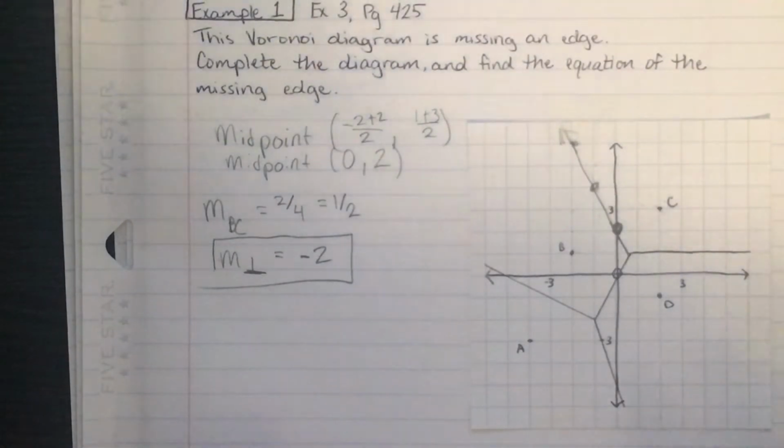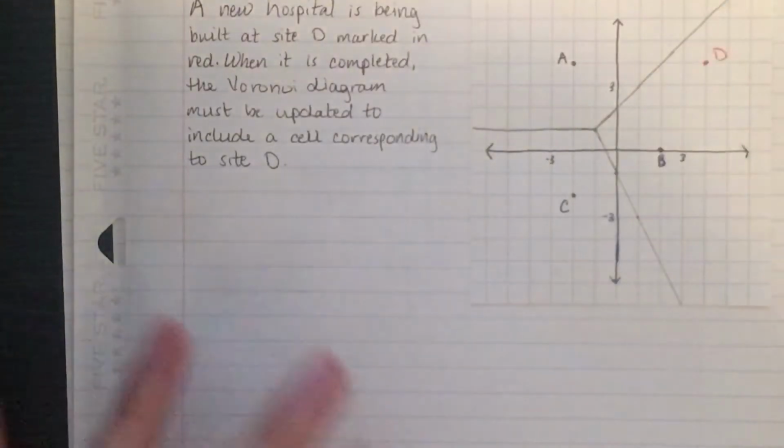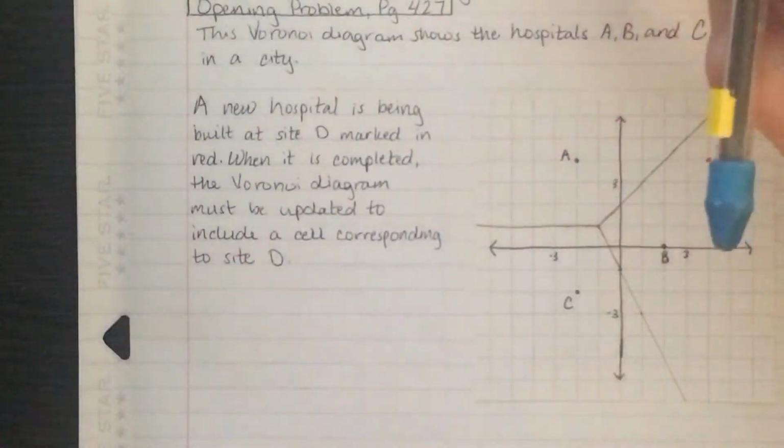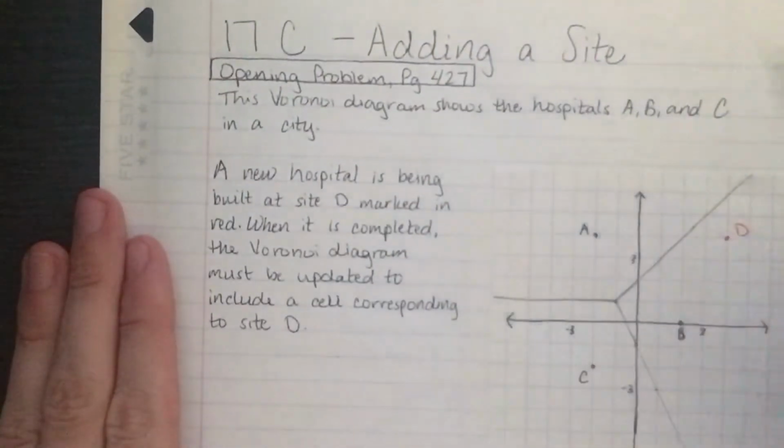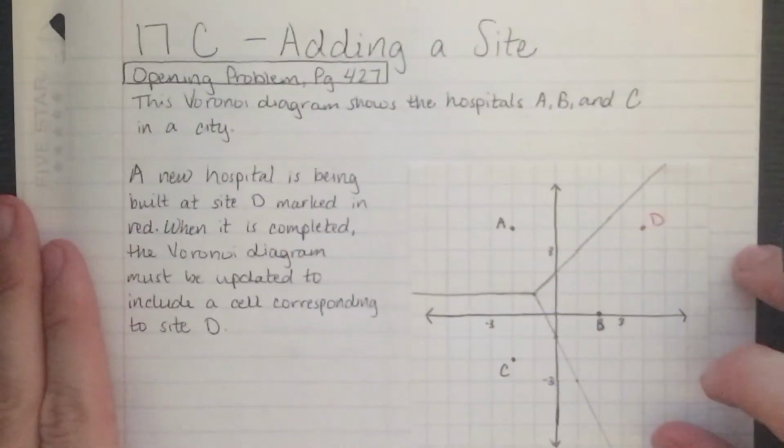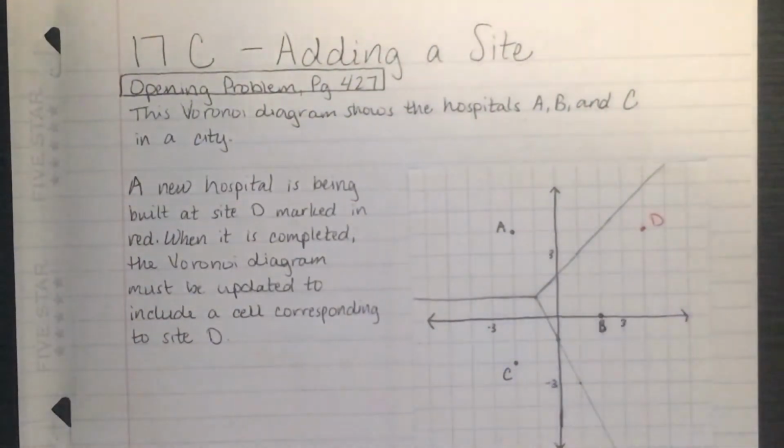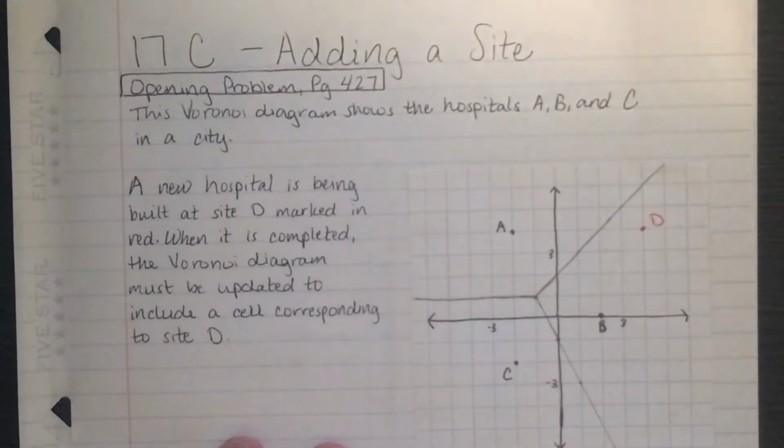Let's see here. The next problem that we're going to look at, if you've got your book, is the opening problem on page 427. This Voronoi diagram shows hospitals A, B, and C in a city.